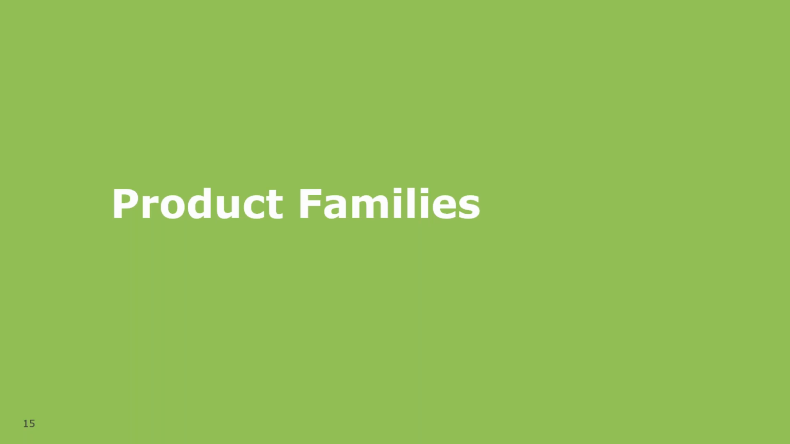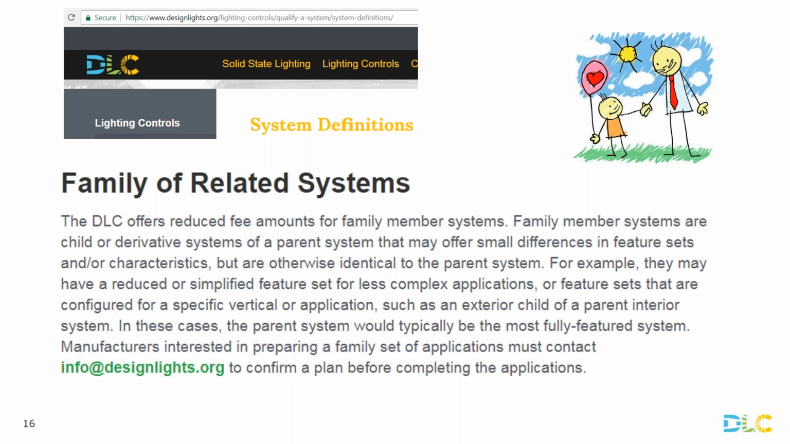This year, we're introducing the concept of product families in the definition of a system and the listing fee. This is not actually in the technical requirement, but the change happened on the same June 1st timeline, so I wanted to mention it here. For lighting controls, a family consists of a parent system plus additional child systems that are mostly similar to the parent, but with some differences. The simplest case is for a system that covers exterior applications in addition to interior applications. So the exterior application would be the child and the interior would be the parent.